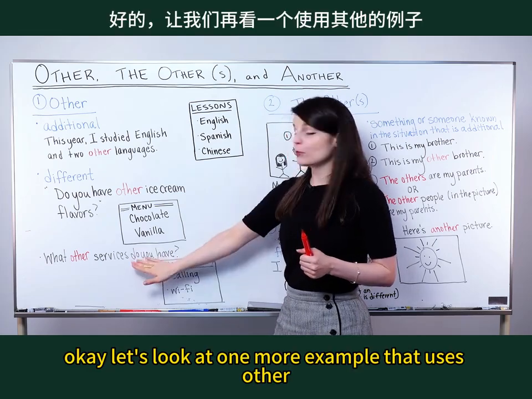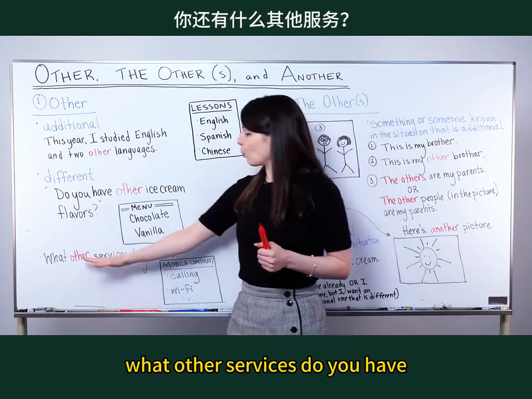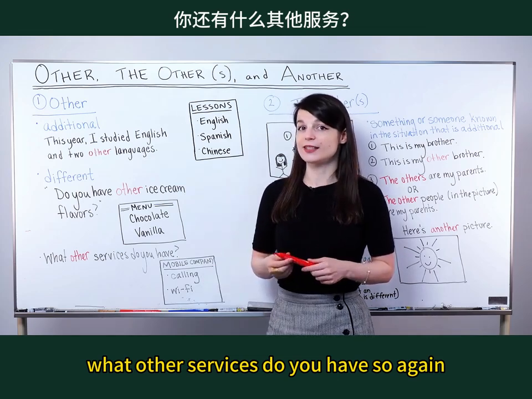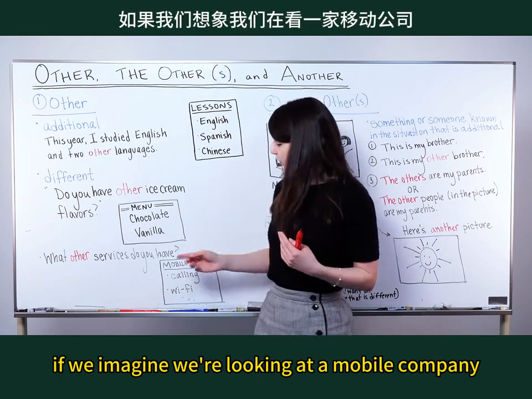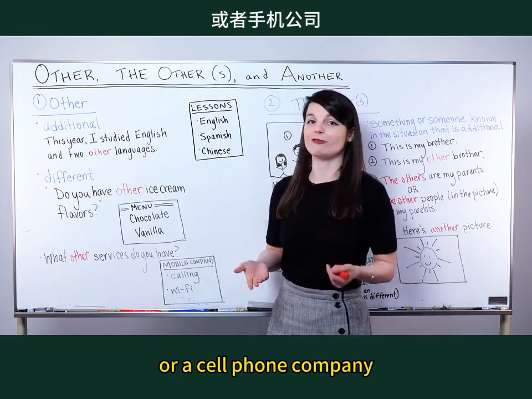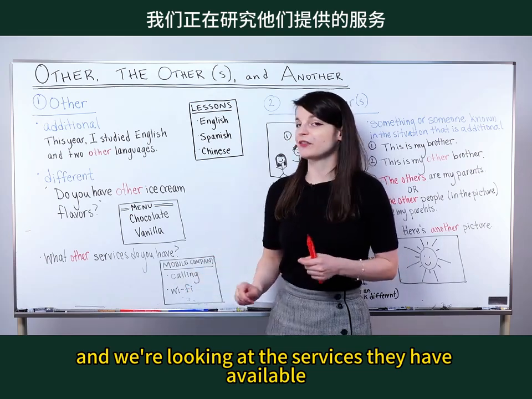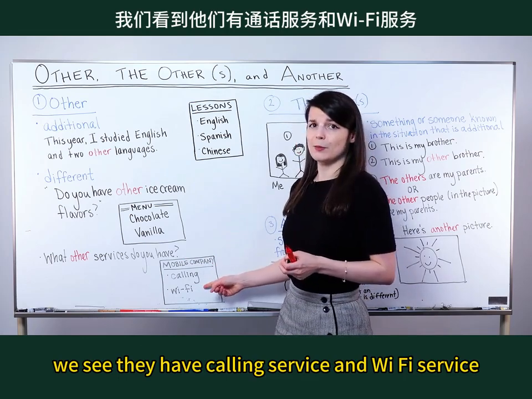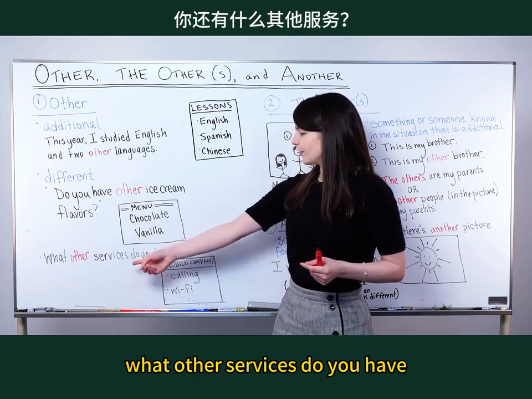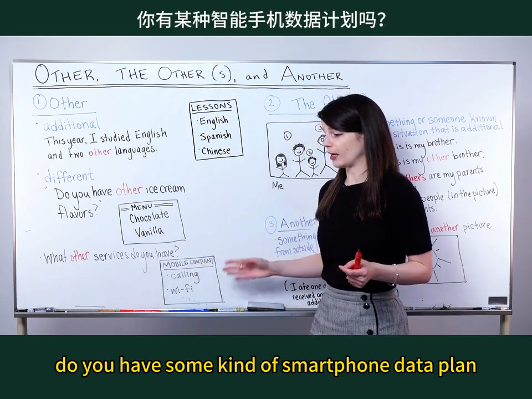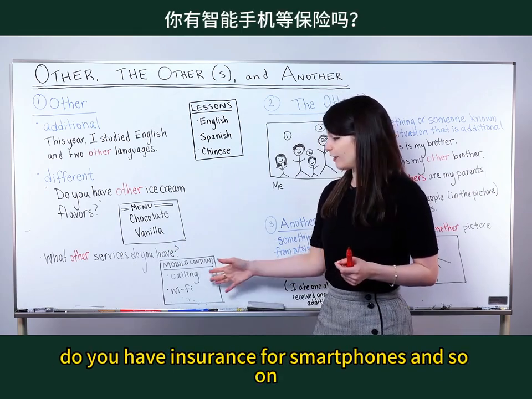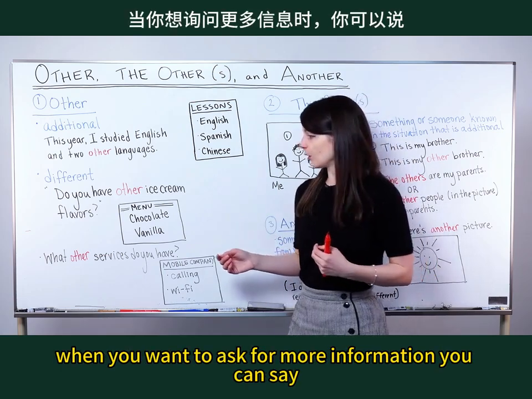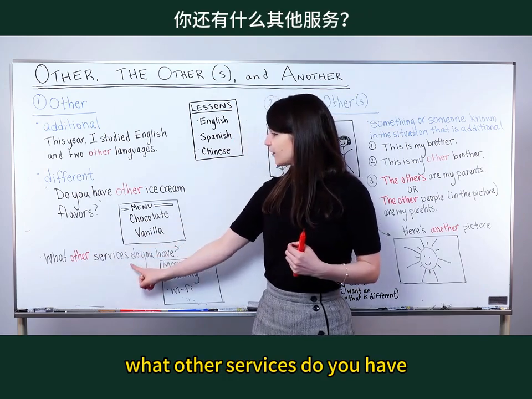Okay, let's look at one more example that uses other. What other services do you have? Again, if we imagine we're looking at a mobile company or a cell phone company, and we're looking at the services they have available. We see they have calling service and Wi-Fi service. But we want to know, what other services do you have? Do you have some kind of smartphone data plan? Do you have insurance for smartphones and so on? When you want to ask for more information, you can say, what other services do you have?